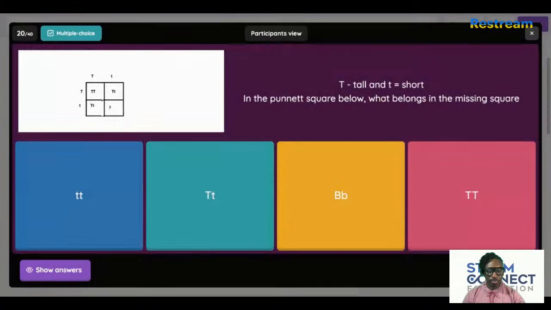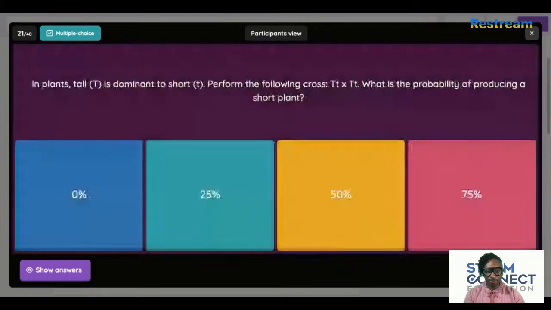All right. Capital T is tall, little t is short. In the Punnett square, what belongs in that missing square? What belongs right here in that bottom right square? That is correct. Little t, little t. All right. Looking above and looking to the left.